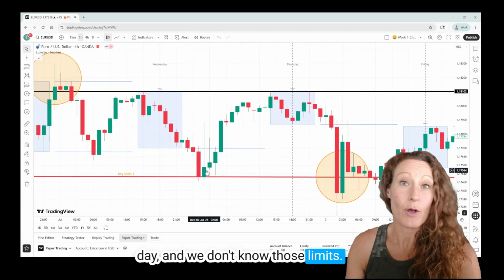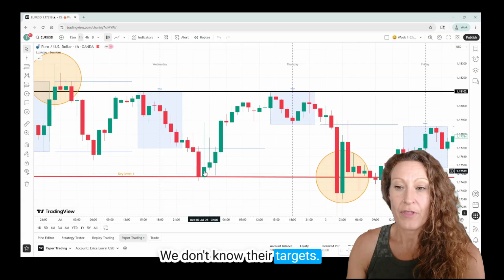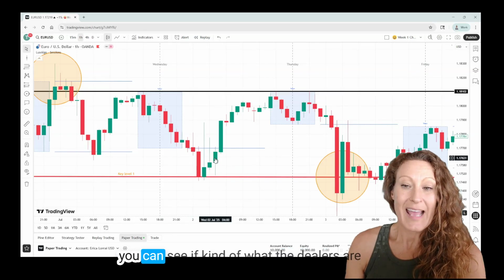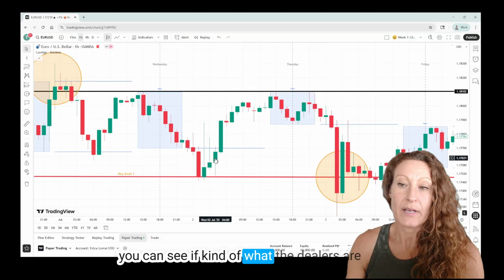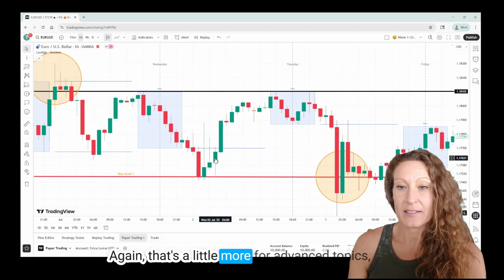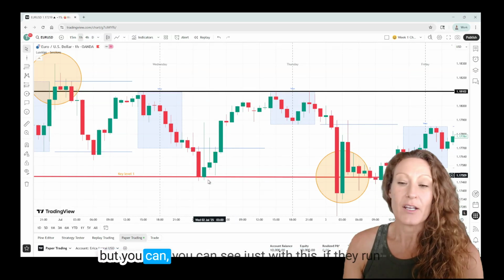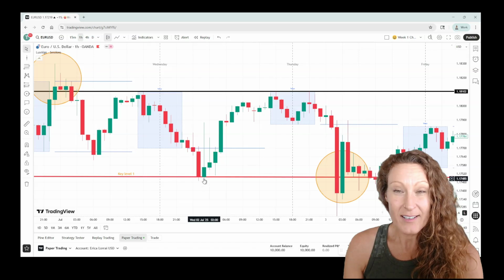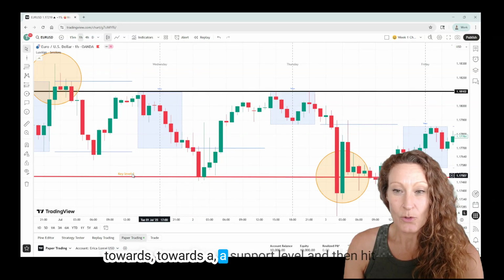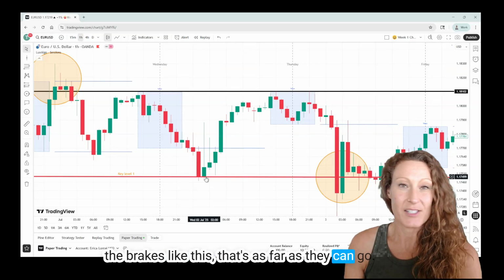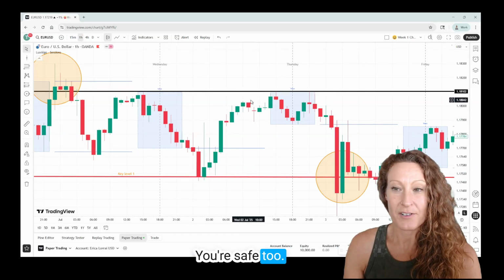And we don't know those limits. We don't know their targets. We don't know how much money they have to work with. You can see what the dealers are holding based on what they've done already. Again, that's a little more for advanced topics, but you can see just with this, if they run towards a support level and then hit the brakes like this, that's as far as they can go. Take it the other way, you're safe too.